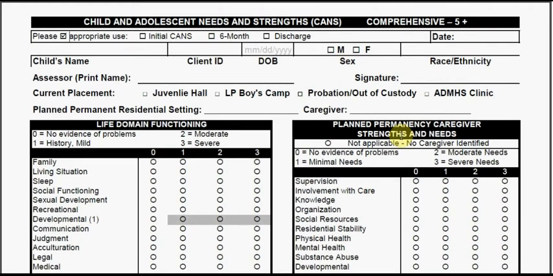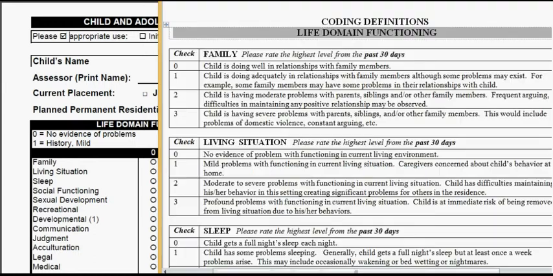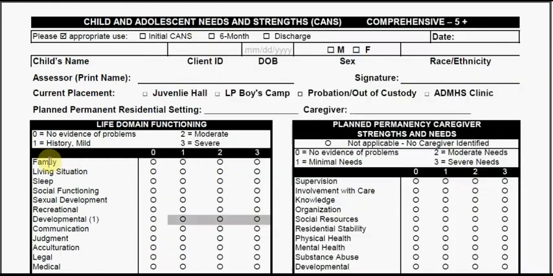Hello. If you're watching this video, it's because you're taking the Child and Adolescent Needs and Strengths (CANS) training online. What you have in front of you is the actual CANS form. The video clips that you're going to be watching are going to show you the definitions of the scoring for the different items in each one of the domains.